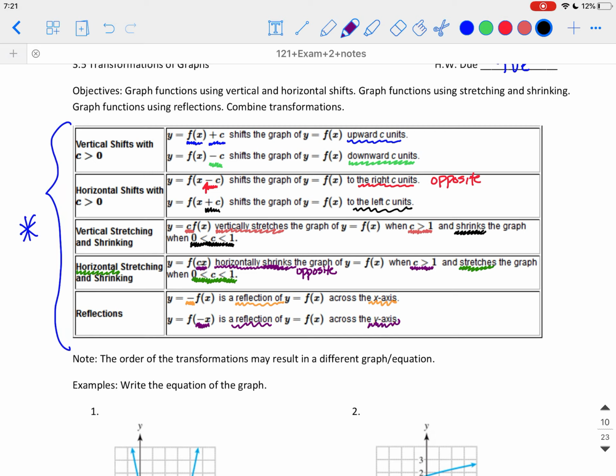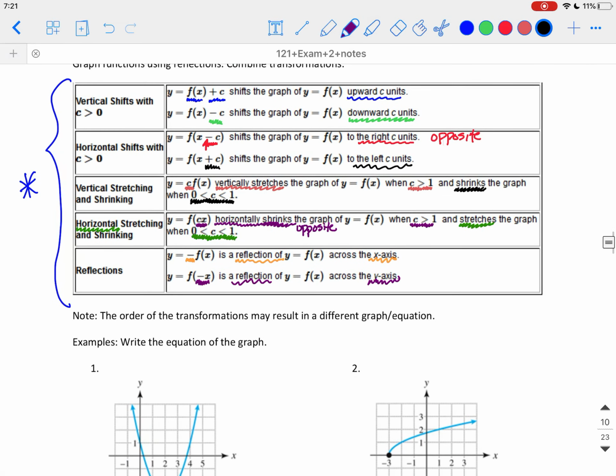So now let's practice these. It says, this is very important: the order of transformations may result in a different graph or equation. So always use order of operations. You'll see right now in the examples that we do.